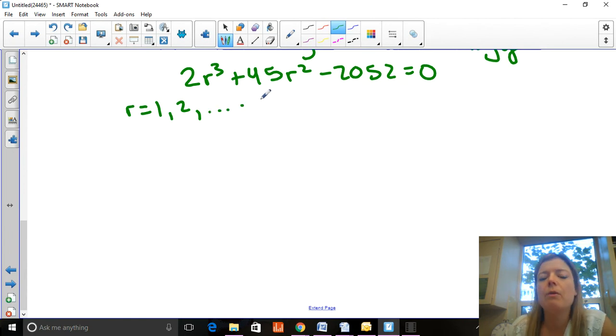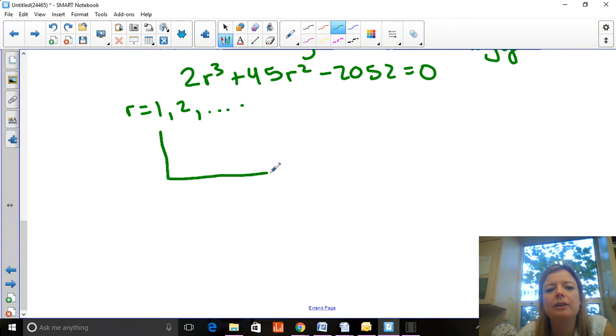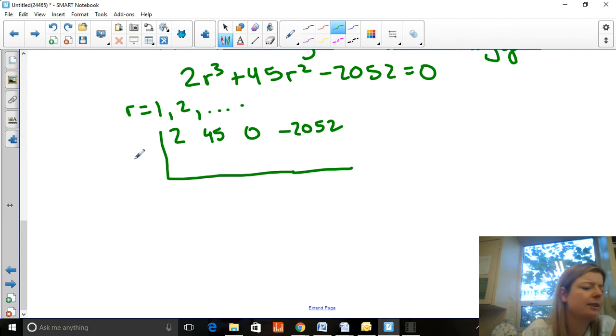Okay, and you probably won't go further than a radius of, let's say, 10, because then already your diameter would be 20 and your height is 15. So realistically, in a situation like this, you're not going to get some crazy answer. So, spoiler alert, I'm going to show what works here. So 2, 45, 0, you need that placeholder for the r, and minus 2052. What works here is 6. 6 is going to work.